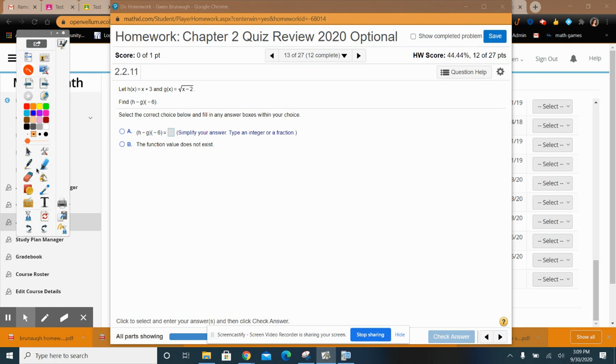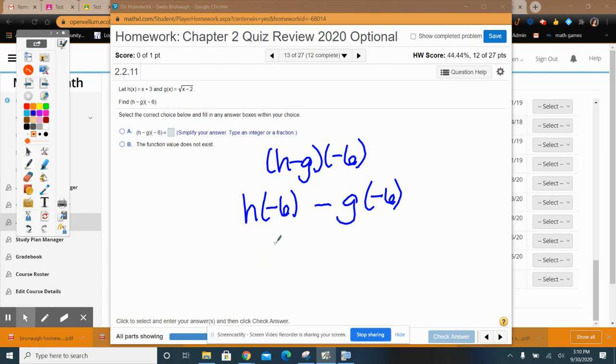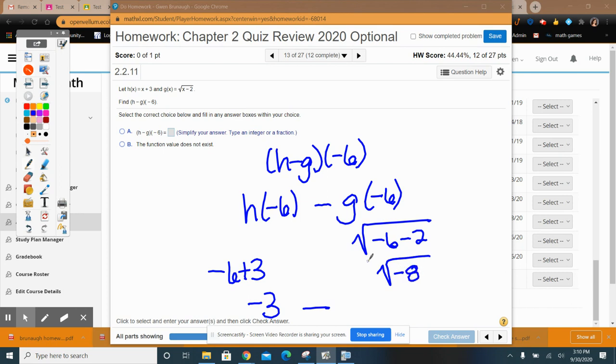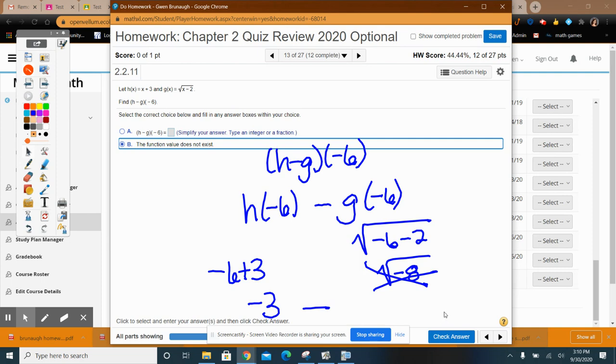How about h minus g of negative 6? This is the same thing as h of negative 6 minus g of negative 6. h of negative 6 would be negative 6 plus 3, which is negative 3, minus g of negative 6, which is negative 6 minus 2. Well, that's the square root of negative 8, and that's not allowed. So this function does not exist.